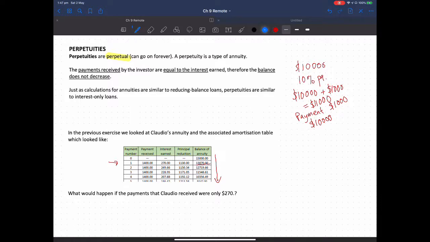If Claudio was to only receive a payment of $270, so instead of $1,400, it was $270. That means he's going to get a payment of $270. That is the same as the interest earned that quarter. The difference between those two is zero, so the principal will not be reduced at all. It will stay at $15,000. What does that mean? It means that it is now a perpetuity. It will go on forever.